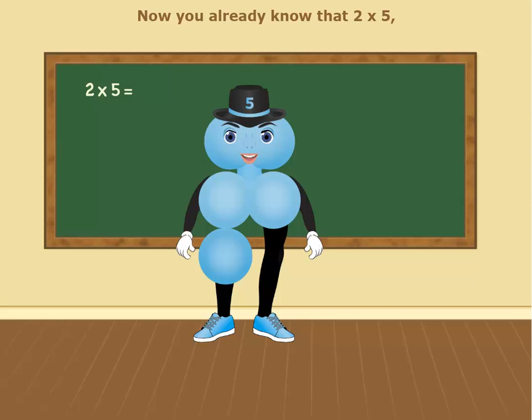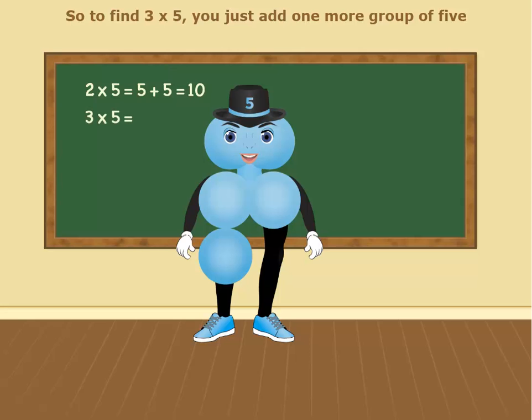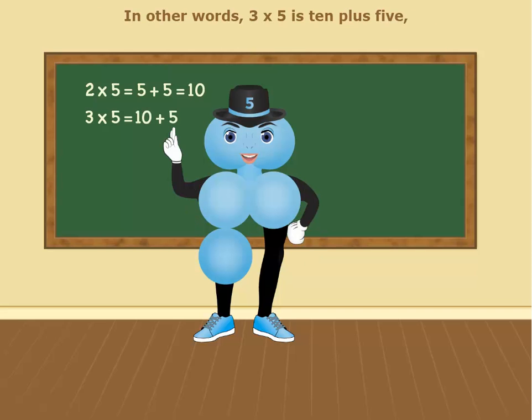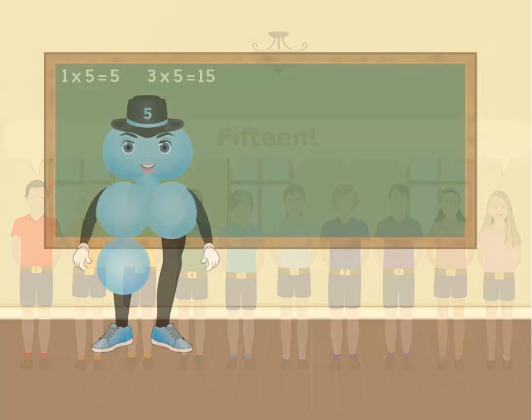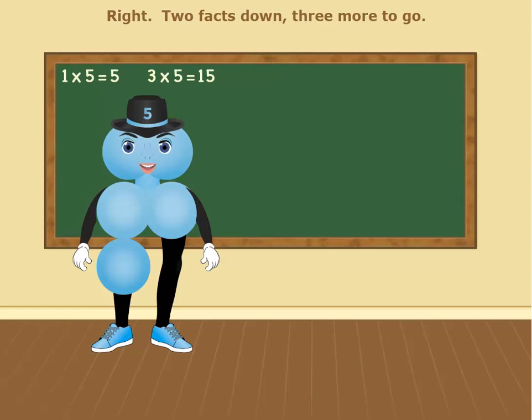Now, you already know that 2 times 5, or 5 plus 5, is 10. So to find 3 times 5, you just add one more group of 5 to the product of 2 times 5, which is 10. In other words, 3 times 5 is 10 plus 5, which you just told me was 15. Right. 2 facts down, 3 more to go.